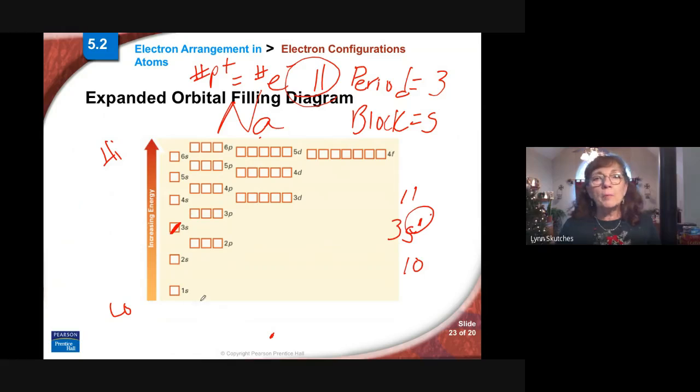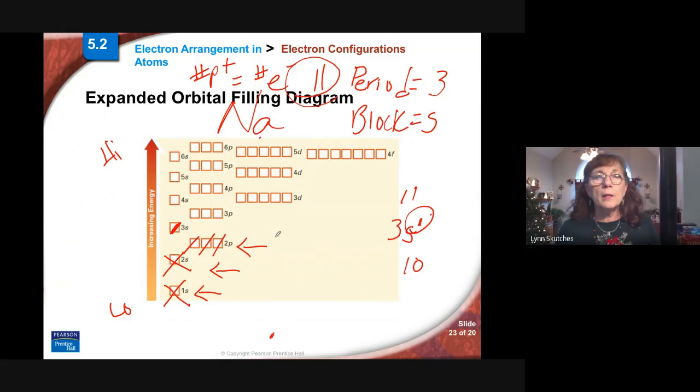Remember, the Aufbau principle says you've got to fill the lowest energy levels underneath, make your foundation. So we start at the bottom, closest to the nucleus, and every one of these boxes is an orbital. Every one of these boxes can have 2 electrons max. Well, conveniently, 1, 2, 3, 4, 5, 6, 7.